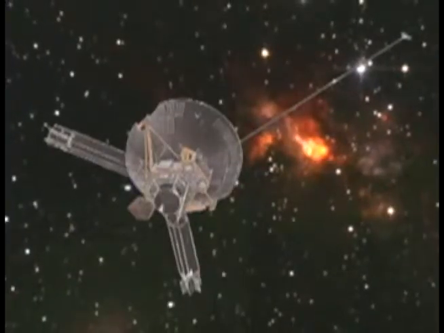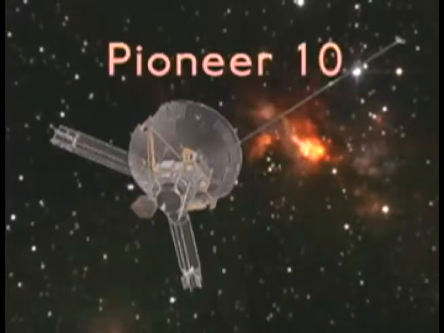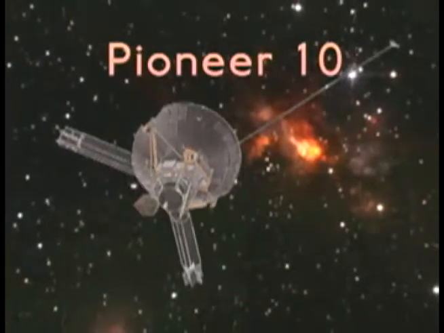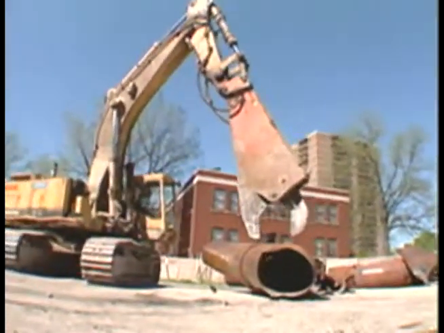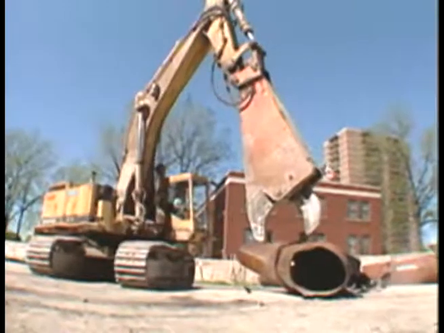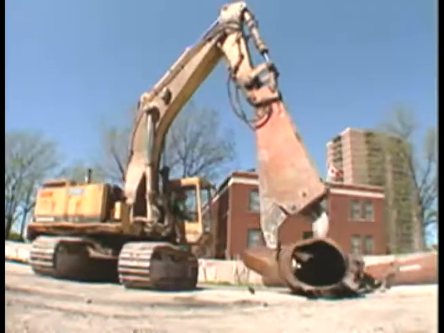There are many examples of the first law. The space probe Pioneer 10 has been drifting through space for 35 years. A hockey puck sliding on the ice will keep on going. And this steel pipe won't move until the claw does its job.